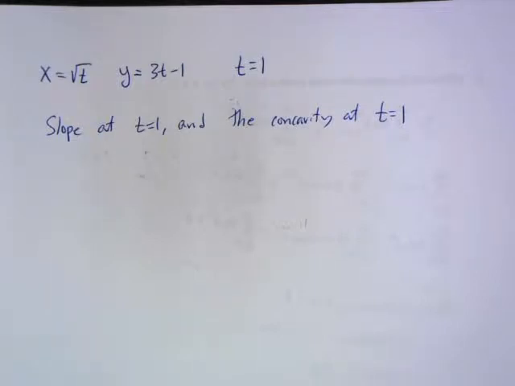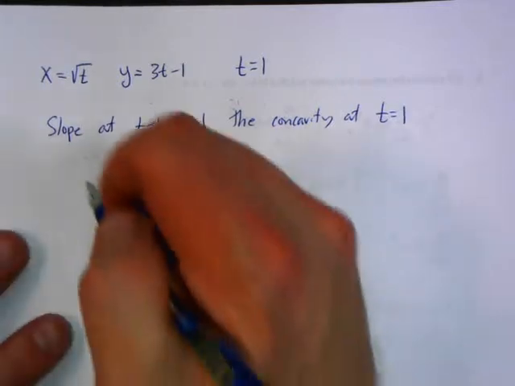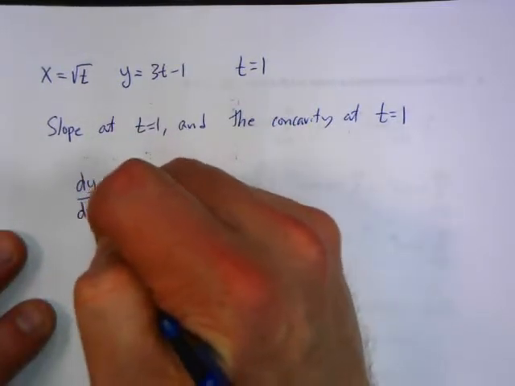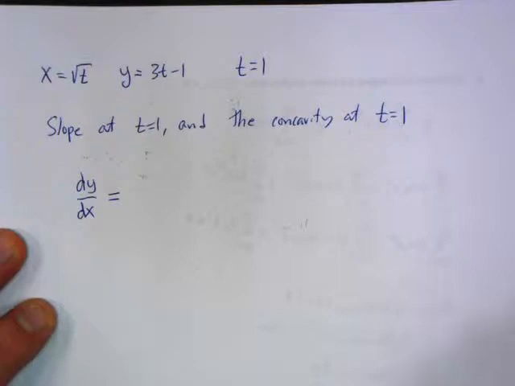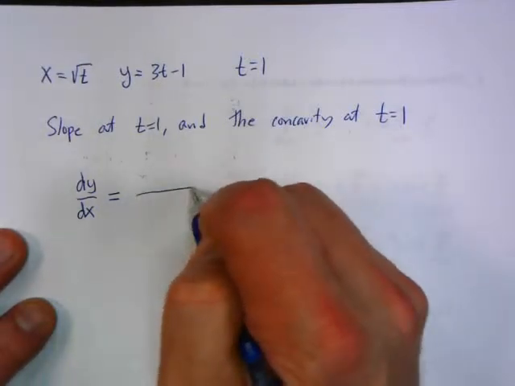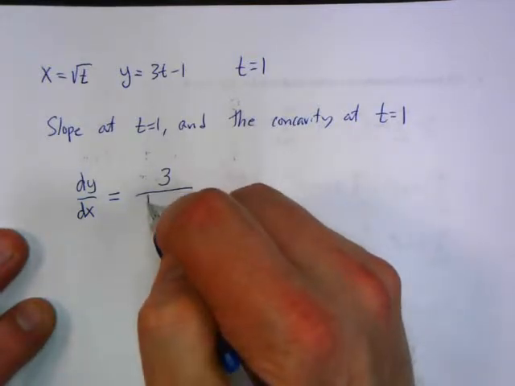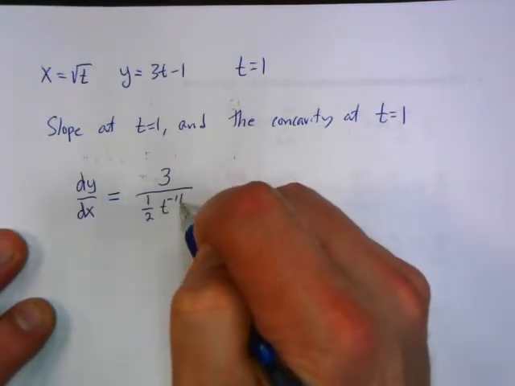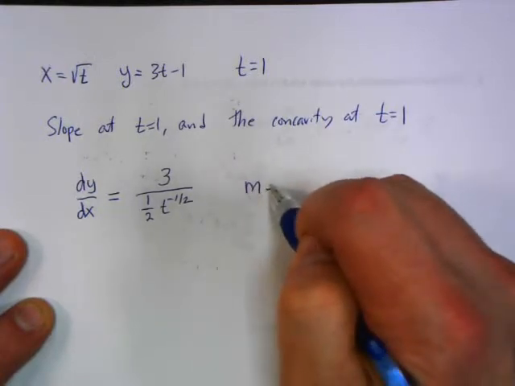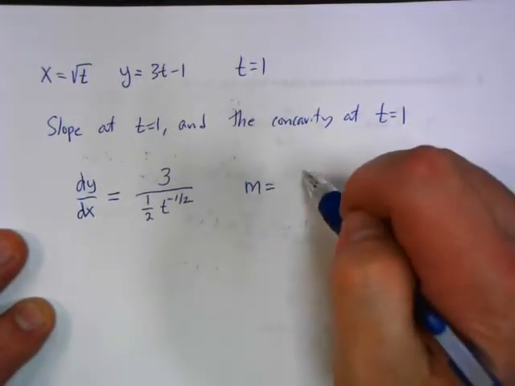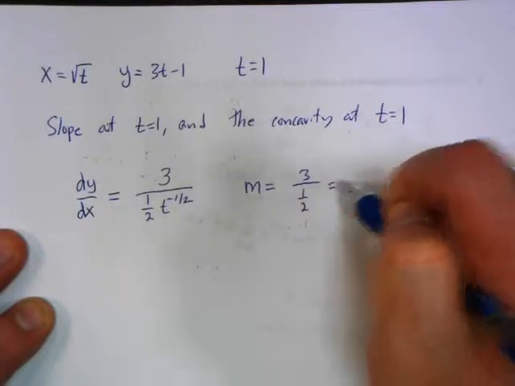How do I find the slope? First derivative. So dy/dx is going to be, how do I find the derivative again in parametric form? Derivative of y divided by derivative of x. What's the derivative of y? 3. What's the derivative of x? 1/2 t to the negative 1/2. So my slope is going to be, I plug in 1, that's 3 over 1/2, that's 6.